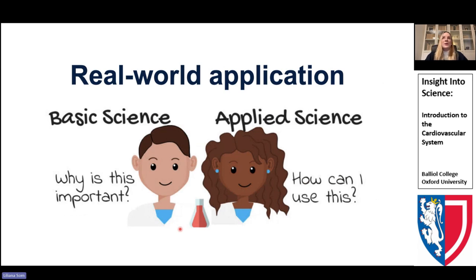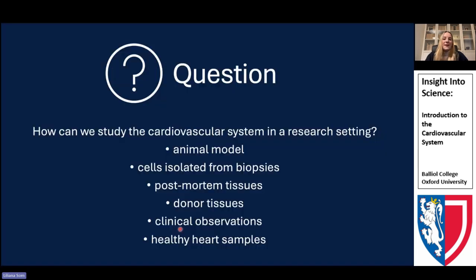So I wanted to show you a real world example of how we study this, how we study cardiovascular diseases and how we study atherosclerosis, both in the sense of basic science and then applied science translation to real world application. So when you think about research and studying the cardiovascular system, what tools do you think we have of this list that we can utilize in a research setting?